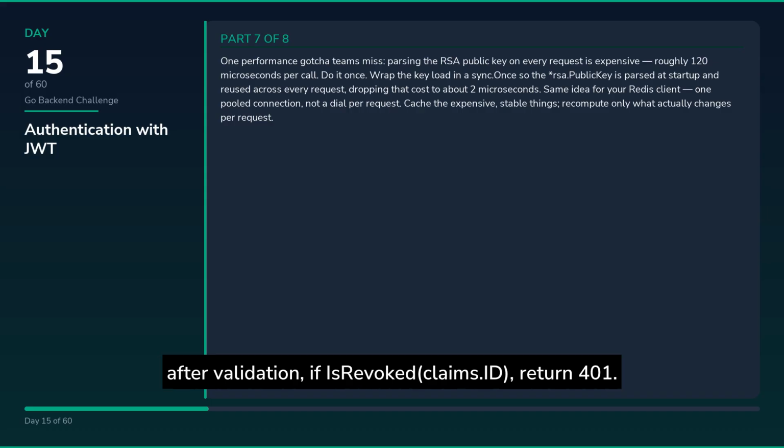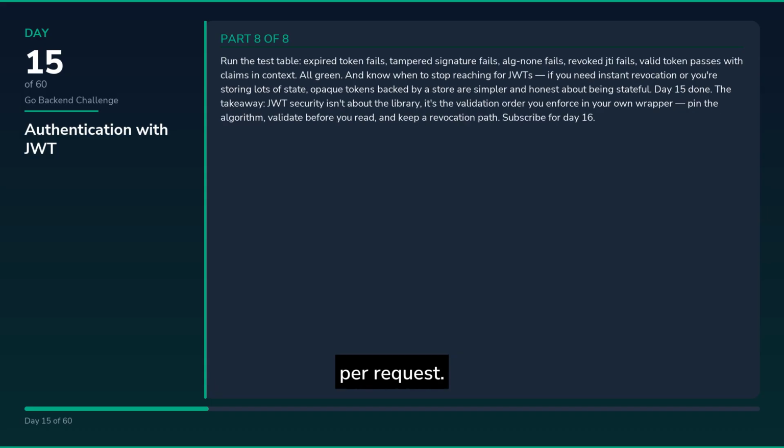One performance gotcha teams miss. Parsing the RSA public key on every request is expensive, roughly 120 microseconds per call. Do it once. Wrap the key load in a sync.Once, so the *rsa.PublicKey is parsed at startup and reused across every request, dropping that cost to about 2 microseconds. Same idea for your Redis client. One pooled connection, not a dial per request. Cache the expensive, stable things. Recompute only what actually changes per request.